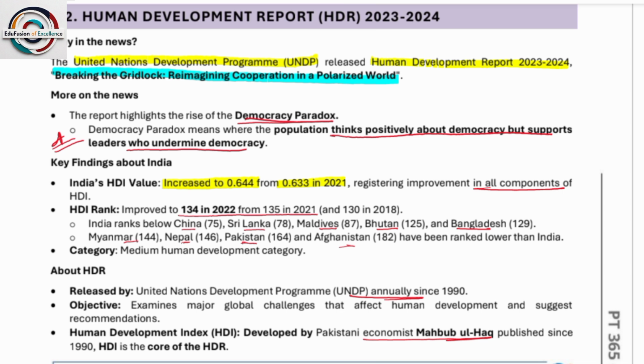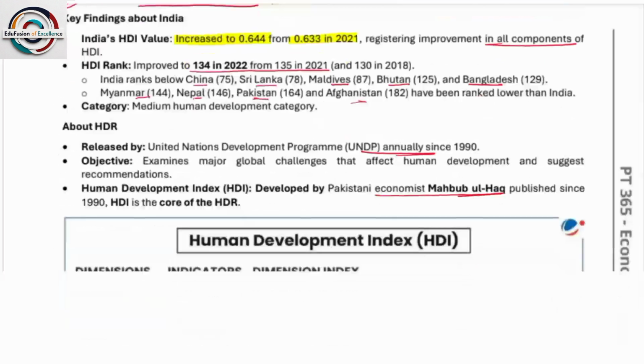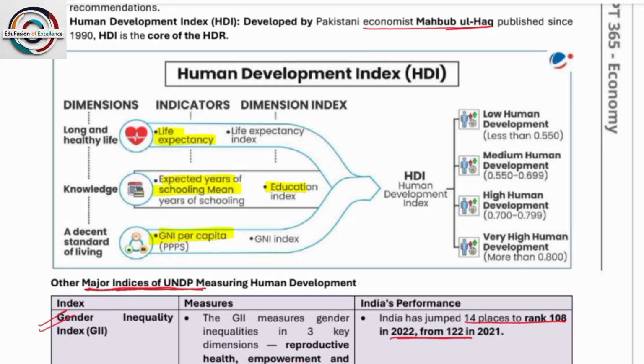About the HDR, it is a biannual report or annual report. Sorry, an annual report. And while considering the Human Development Index, what are the things taken into consideration? One is life expectancy, expected years of schooling, and GNI, gross national income, or per capita consumption.